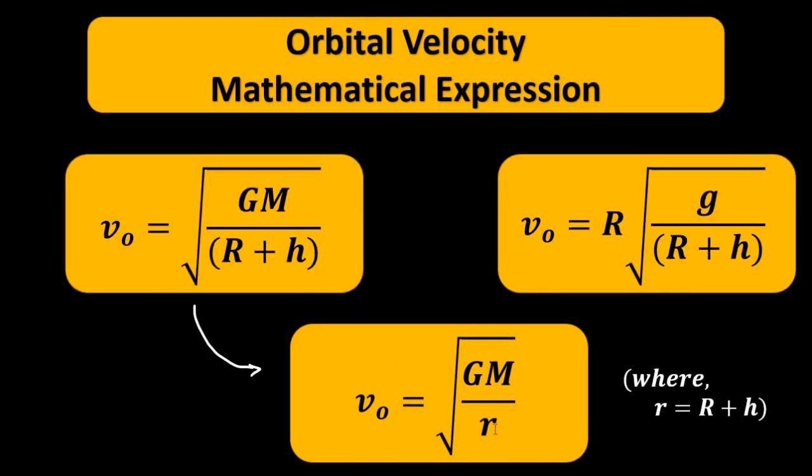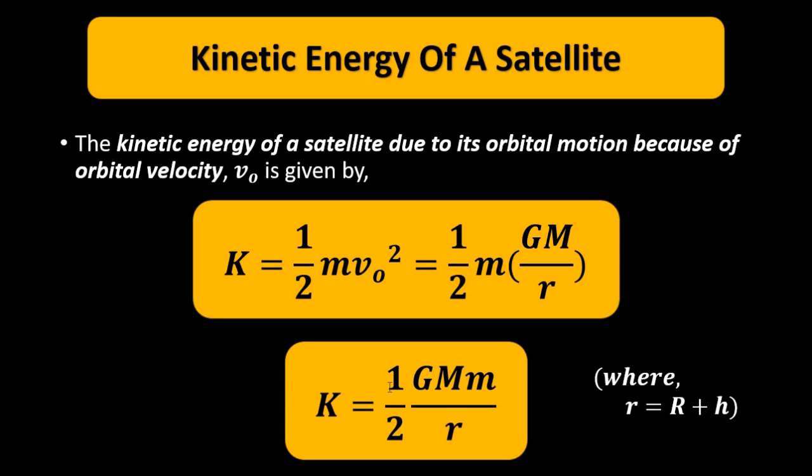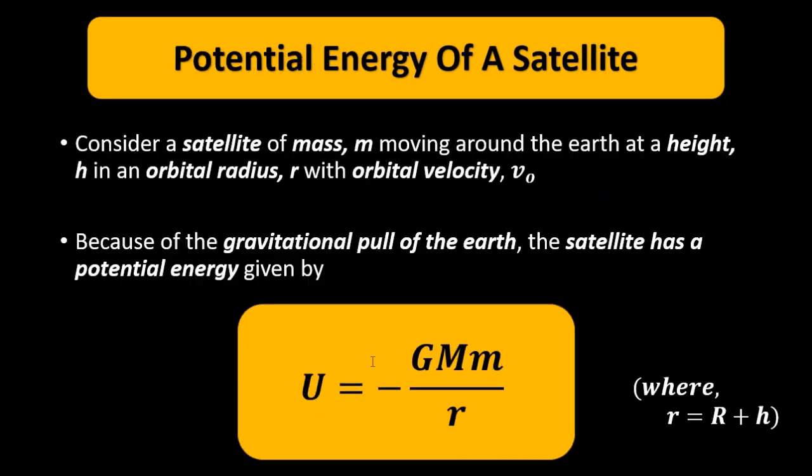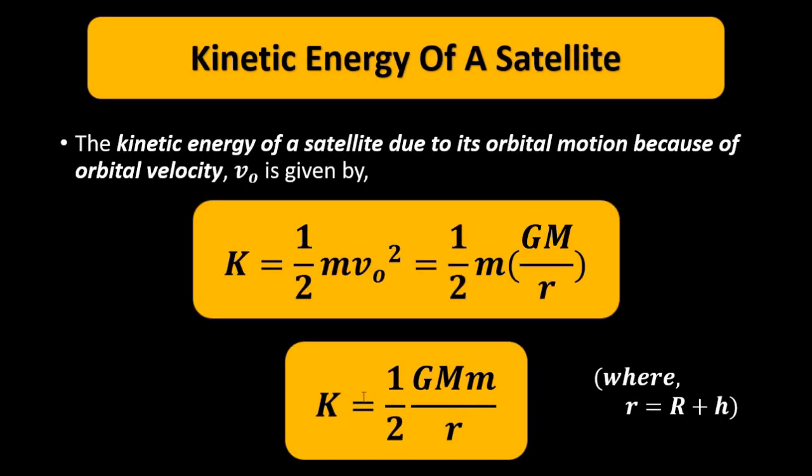So v0 is equal to root over GM by small r, so v0 square will be equal to simply GM by r. So it will be equal to 1 by 2 capital G capital M small m by small r. So potential energy is minus GMm by r and kinetic energy is equal to 1/2 GMm by r.